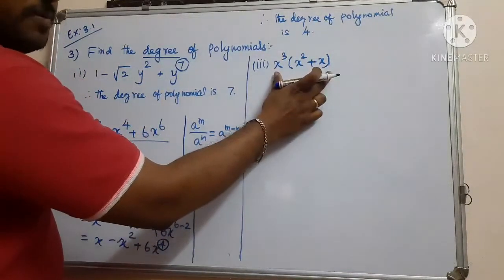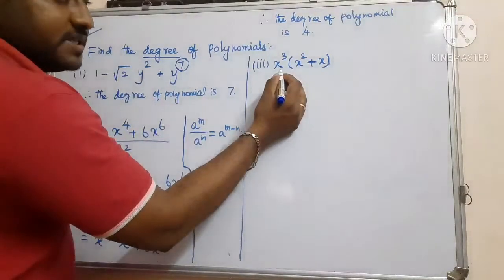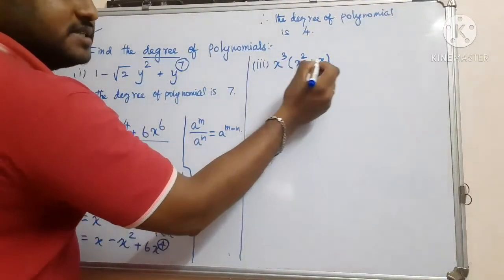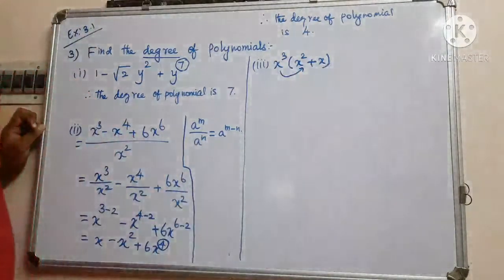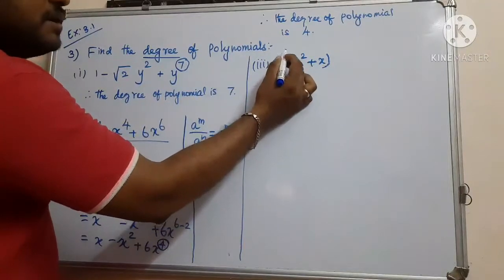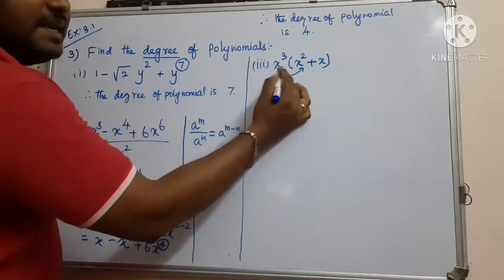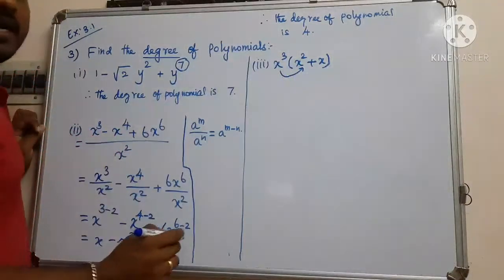So now the given polynomial is x cube into x square plus x. Now x cube is a common multiple for both x square and x. Now you have to multiply. If it is plus, you could write x cube as the degree of the polynomial, but here it is multiplication, so you have to multiply, and only then write the highest degree.